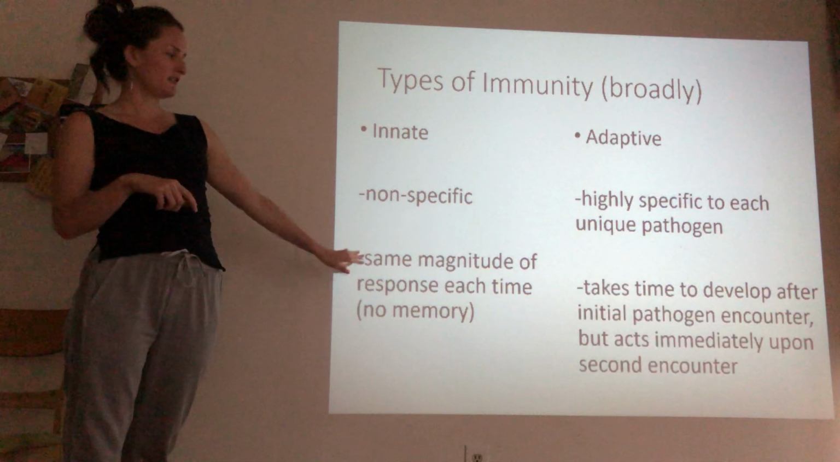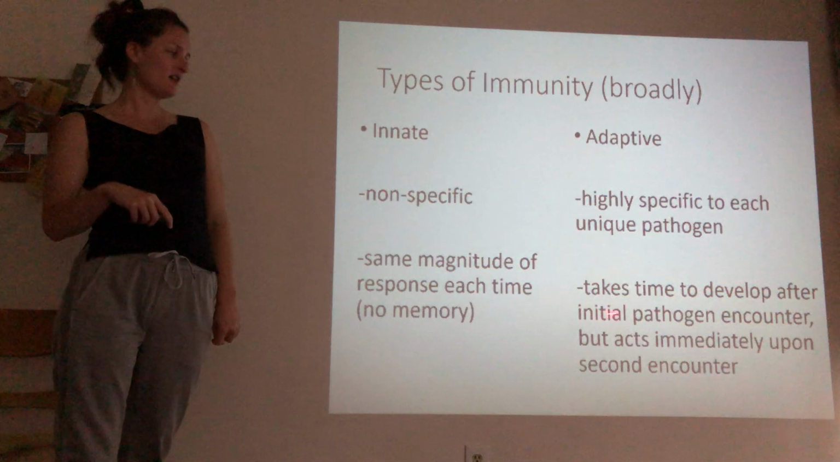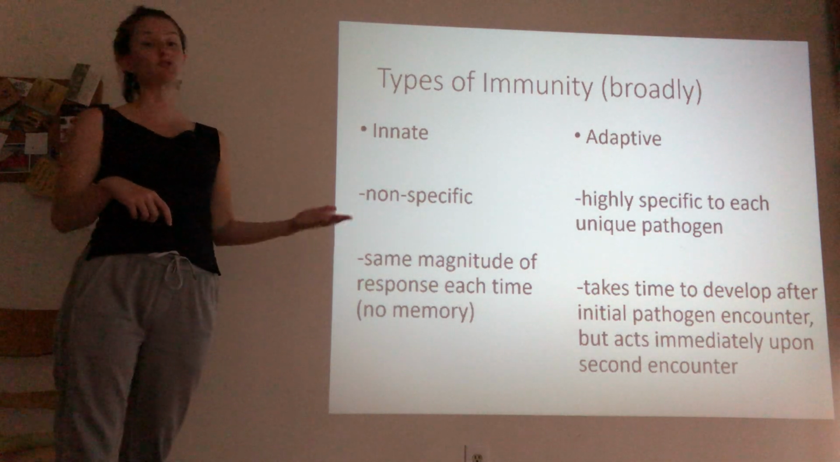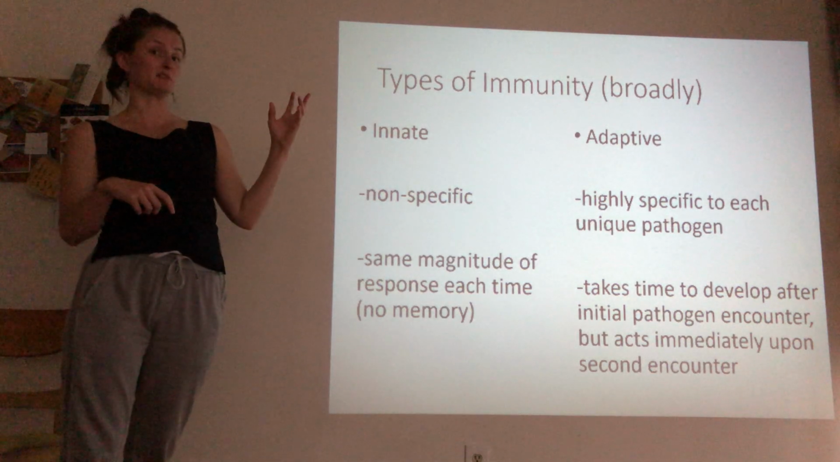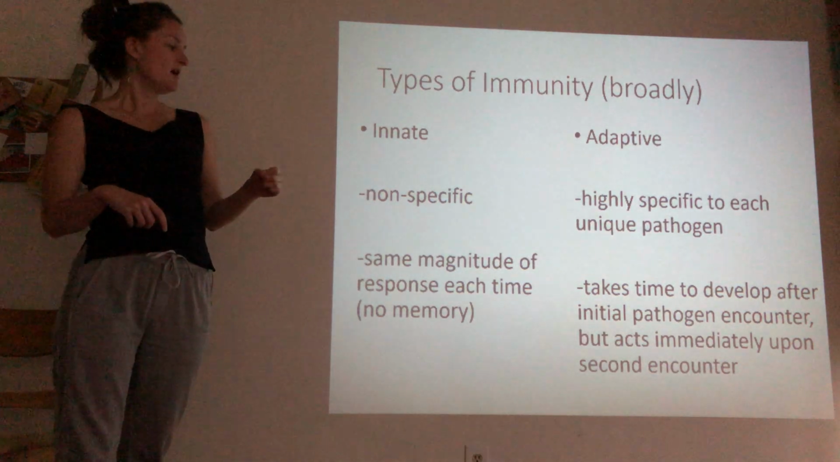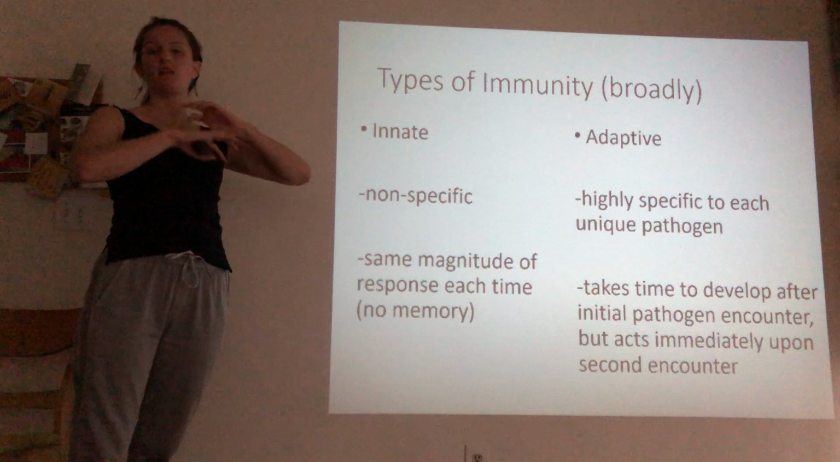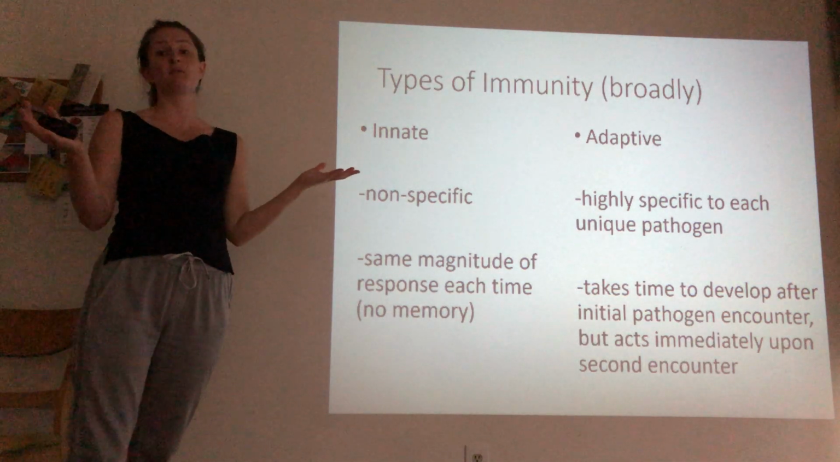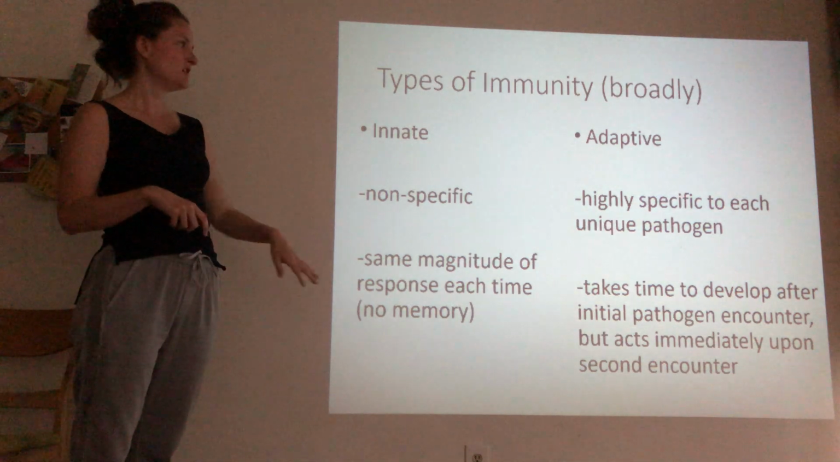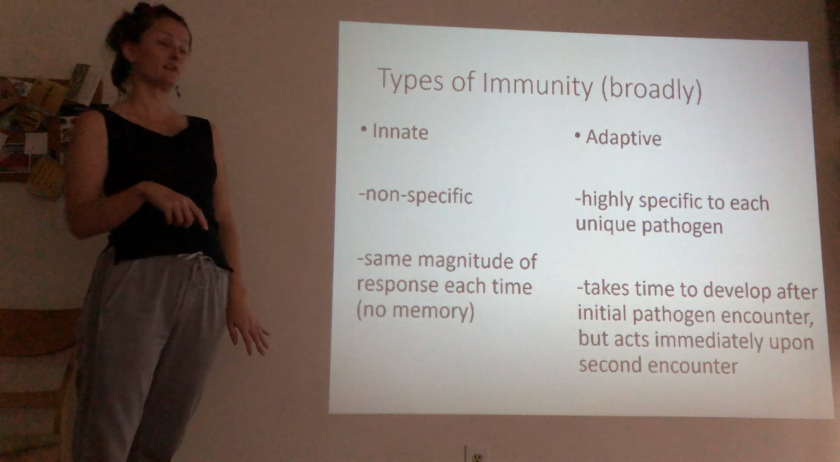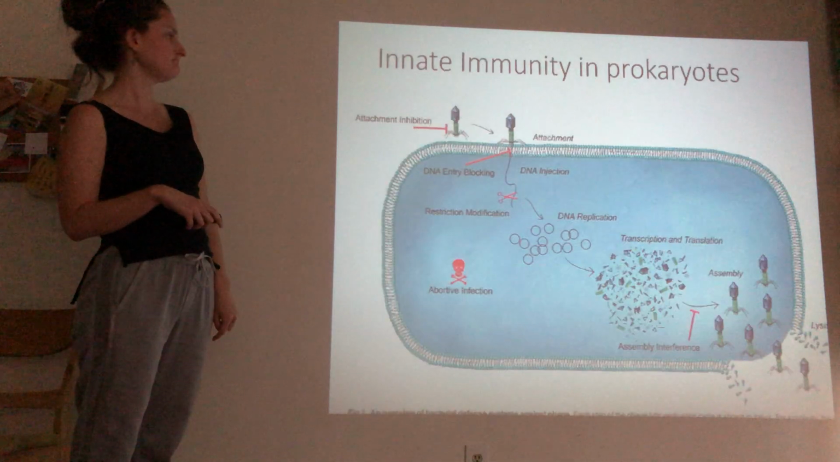And also in parallel, the adaptive immune system takes time to develop after the initial pathogen encounter, so it's slower, because it takes time to form that very specific response against that pathogen. But then on a second encounter of that pathogen, it acts immediately and most of the time before you even have symptoms. So we just say you're immune to that because you've seen it before. So the adaptive immune system is very specific and responsible for your memory.